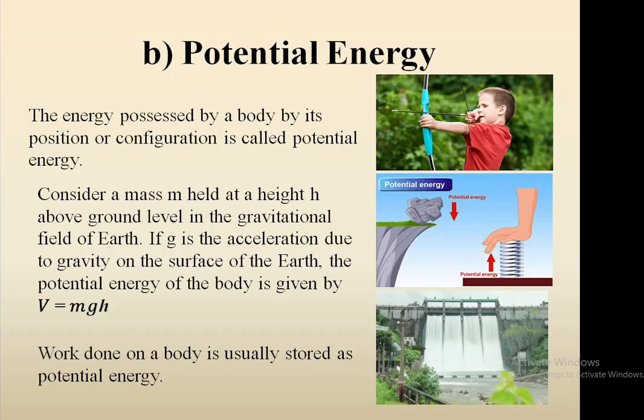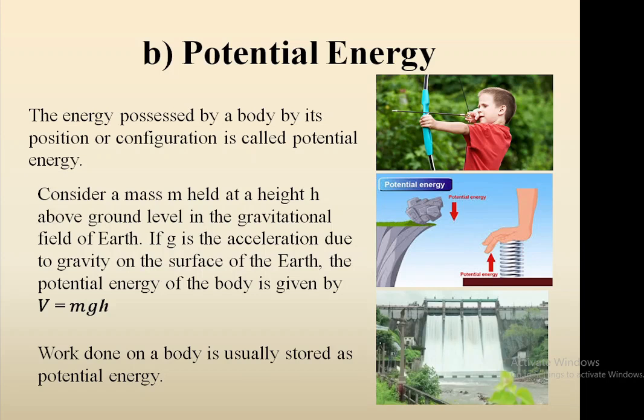The third example we can see here is a figure of a dam. Here the water is stored at a very high level in the dam, and when you release the water from a given height, it flows down, so it can do work. It can rotate the turbine of the generator and produce electricity.